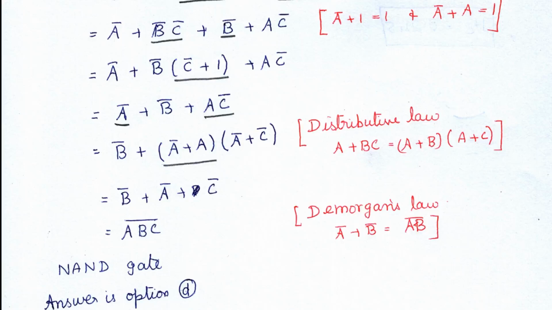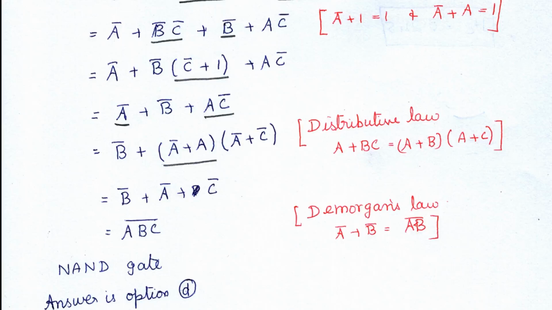Now in the underlined term we will be using the distributive law, that is A + BC = (A + B)(A + C). By using that law, we will be getting B̄ + (Ā + A)(Ā + C̄). Now in the underlined term, Ā + A is 1. Therefore, we will be getting B̄ + Ā + C̄.